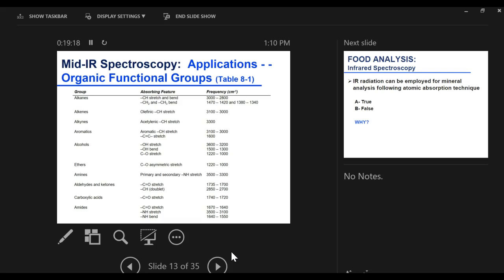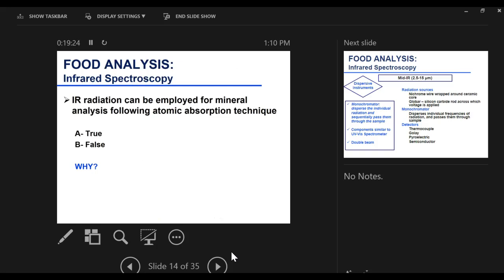Can IR be employed to measure mineral content in atomic absorption? Think about it, all of you. Will? You said yes? Are you sure? You're certain? 100%? Okay. Why are you certain?